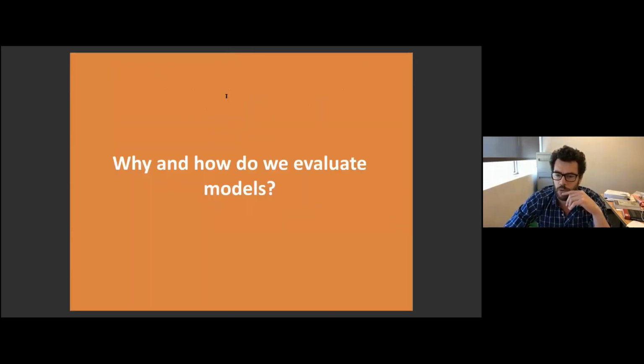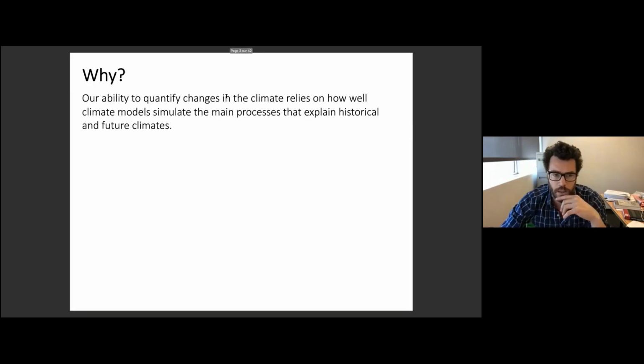So why and how do we evaluate models? First of all, why? In fact, the answer to both of these questions depends a little on what we are going to use the model for, and that changes for different researchers. Often what we would like is to have an idea of how much confidence we have in climate models and how much we can trust them, for example, to look at projections of future climate changes. But for example, those that work on weather forecasting might want to improve the models so they can have a better forecast. So it depends a little on the application.